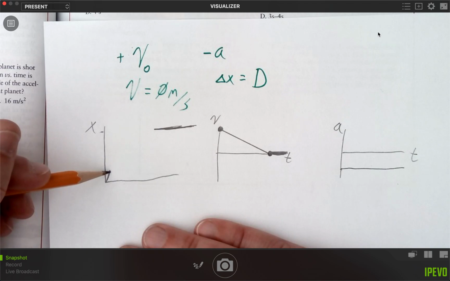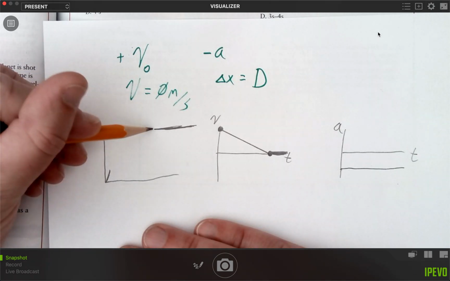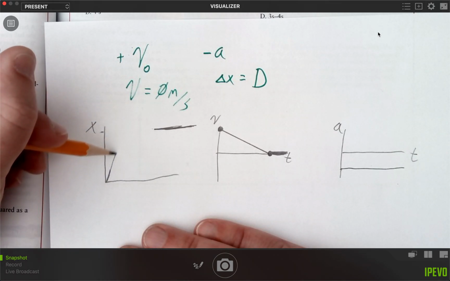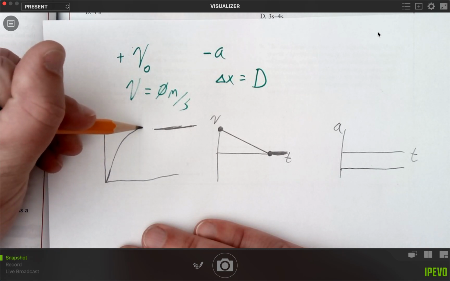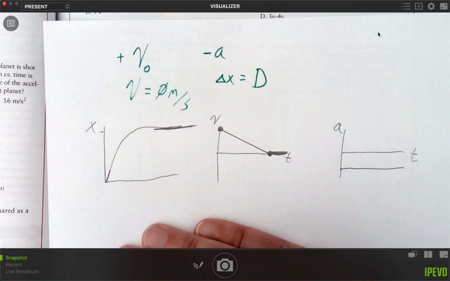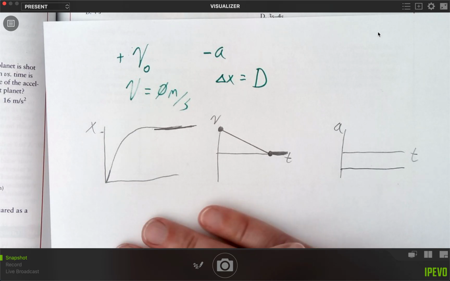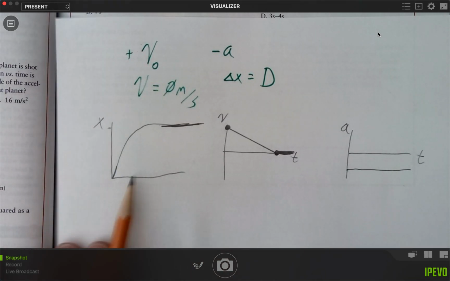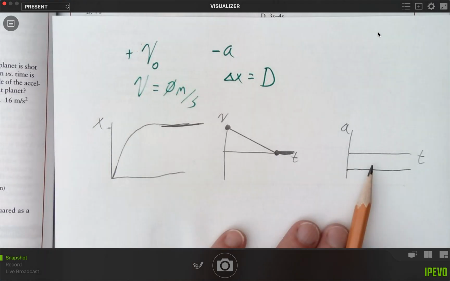So if I'm starting fast to a stop, I'm going to get this curve here because of that parabolic motion that we're talking about. So now I have my position versus time, velocity versus time, and acceleration versus time graphs.